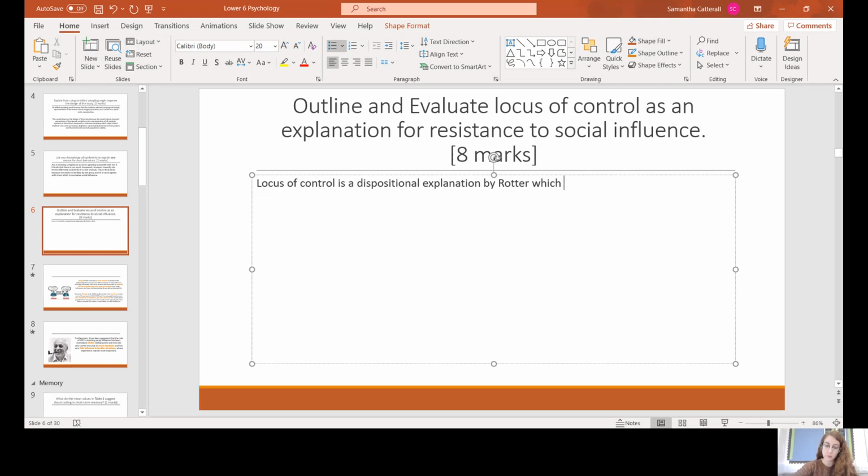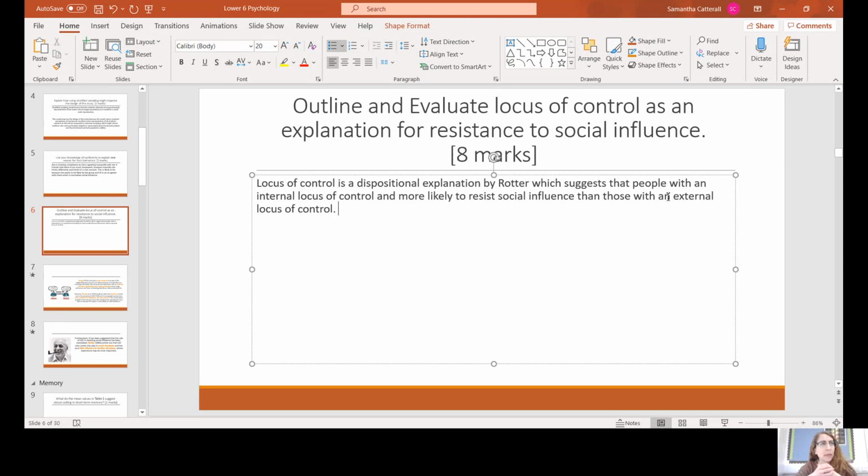which says that those with an internal locus of control are more likely to resist social influence than that. I'm going to put people. People with an internal locus are more likely to resist social influence than those with an external. Notice there I've gone straight in to talk about the resistance to social influence. I'm not just generally saying what internal is and what external is.